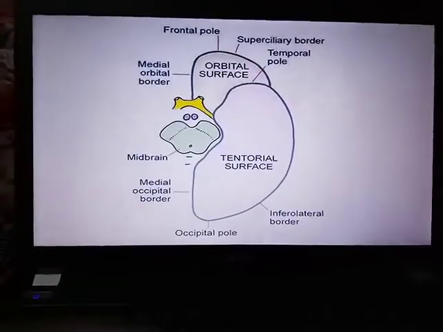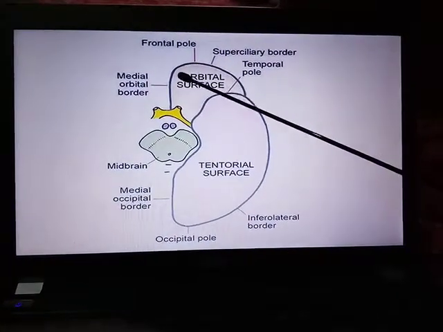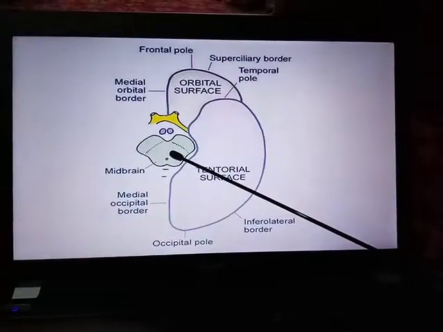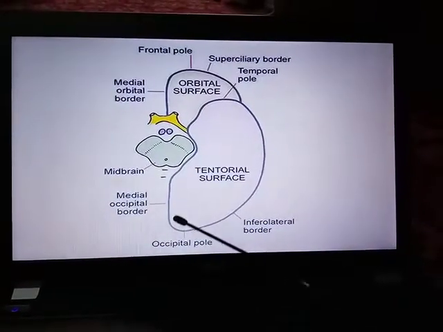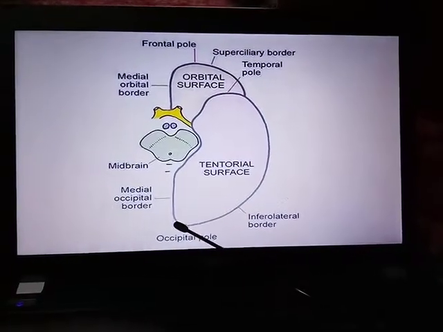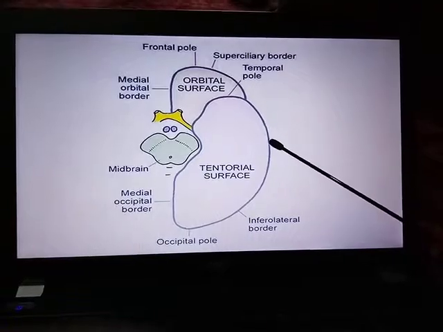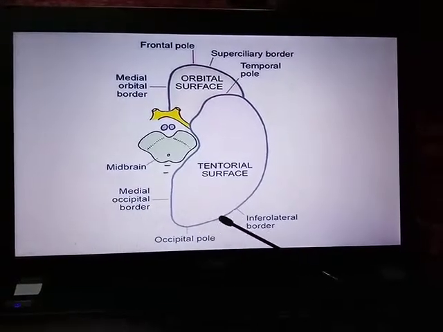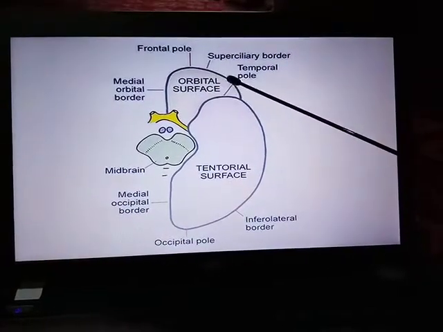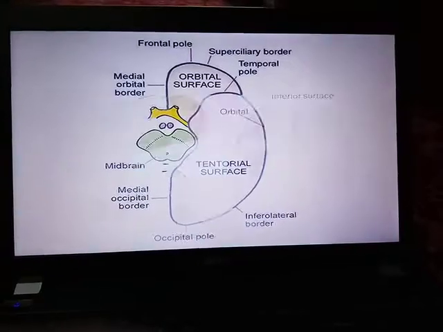In the other picture, the inferomedial border is further divided into two, that is the medial orbital border and the medial occipital border. Then inferiorly you have one more border, that is the inferolateral border. The anterior part of the inferolateral border is called the superciliary border.